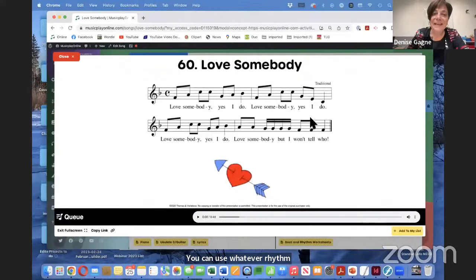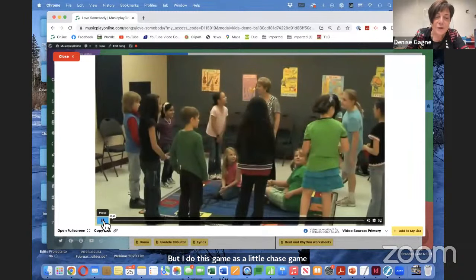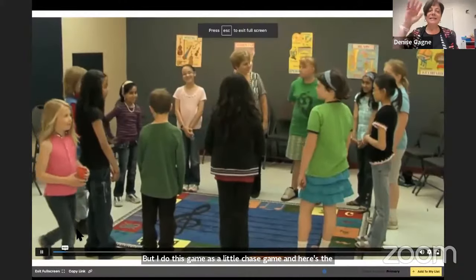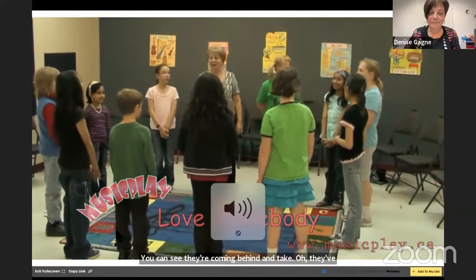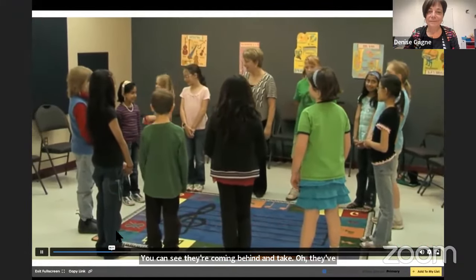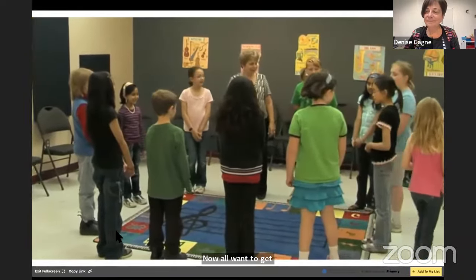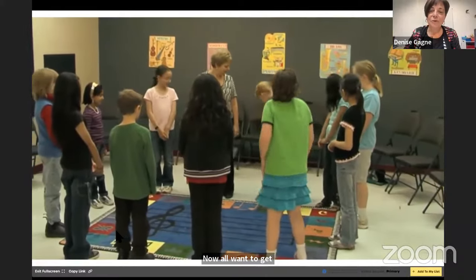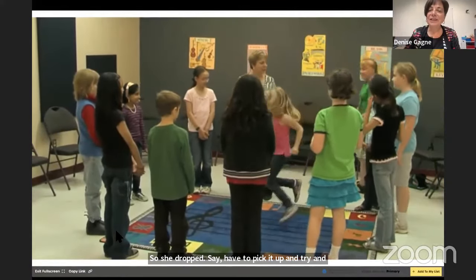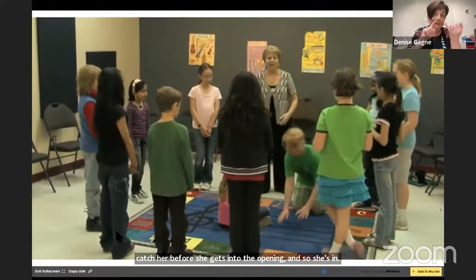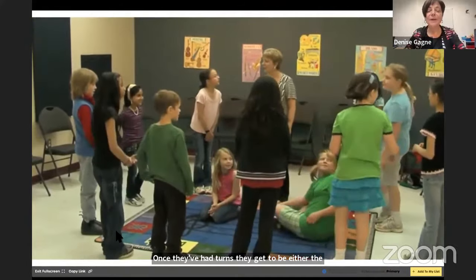But I do this game as a little chase game. And here's the kids' demo. You can see they're coming behind and tag. Oh, they've got a Valentine heart. They all want to get picked. So she drops, they have to pick it up and try and catch her before she gets into the opening. And so she's in. Once they've had turns, they get to be either the Valentine holder or the chaser, not both. And then the game goes by really, really quick.